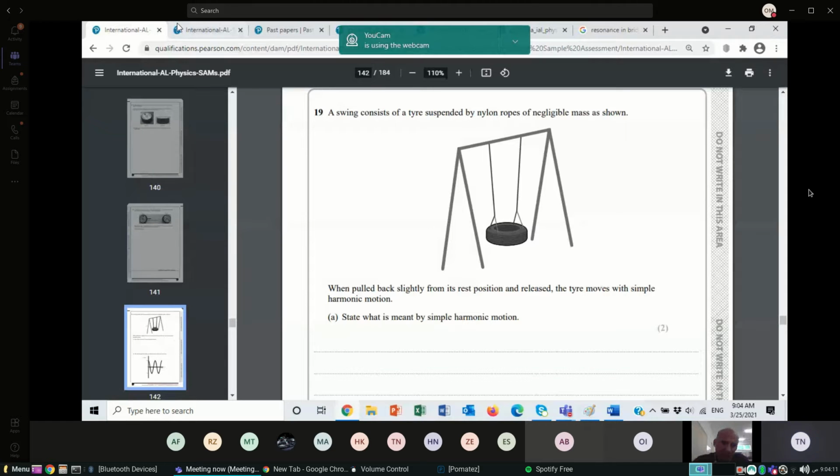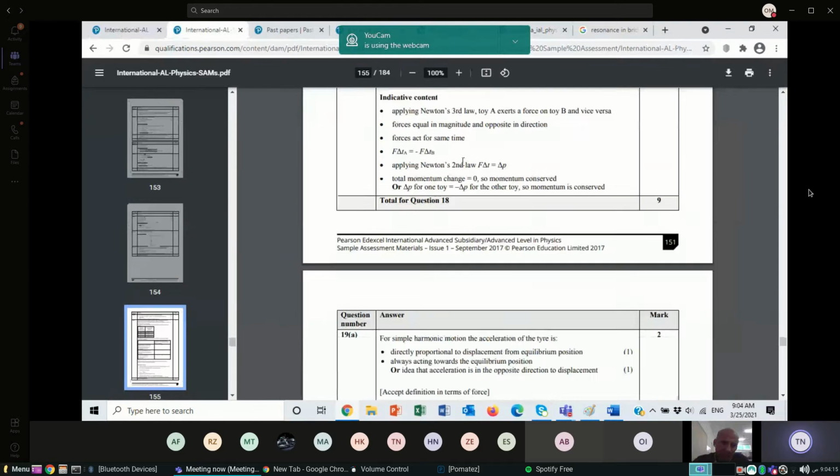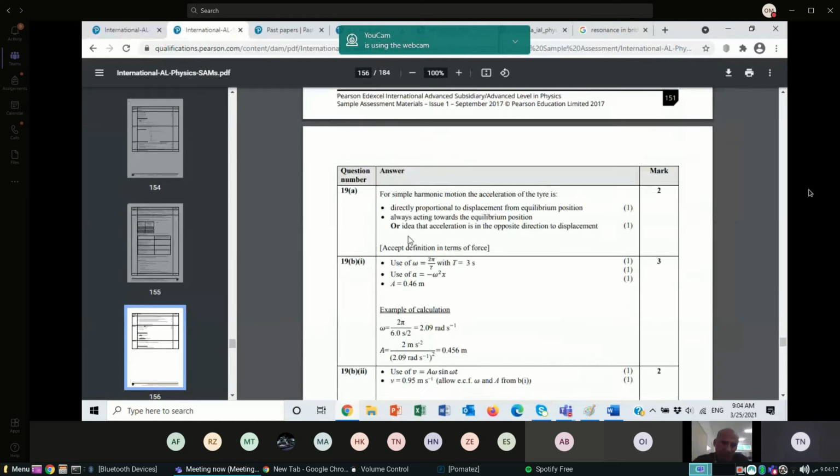Let's see what definition they use. Normally they use the acceleration equation. They have not used the acceleration equation here, but directly displacement from the equilibrium position, so it is acceleration. It's always acceleration. Rather than force, say acceleration. Use acceleration.